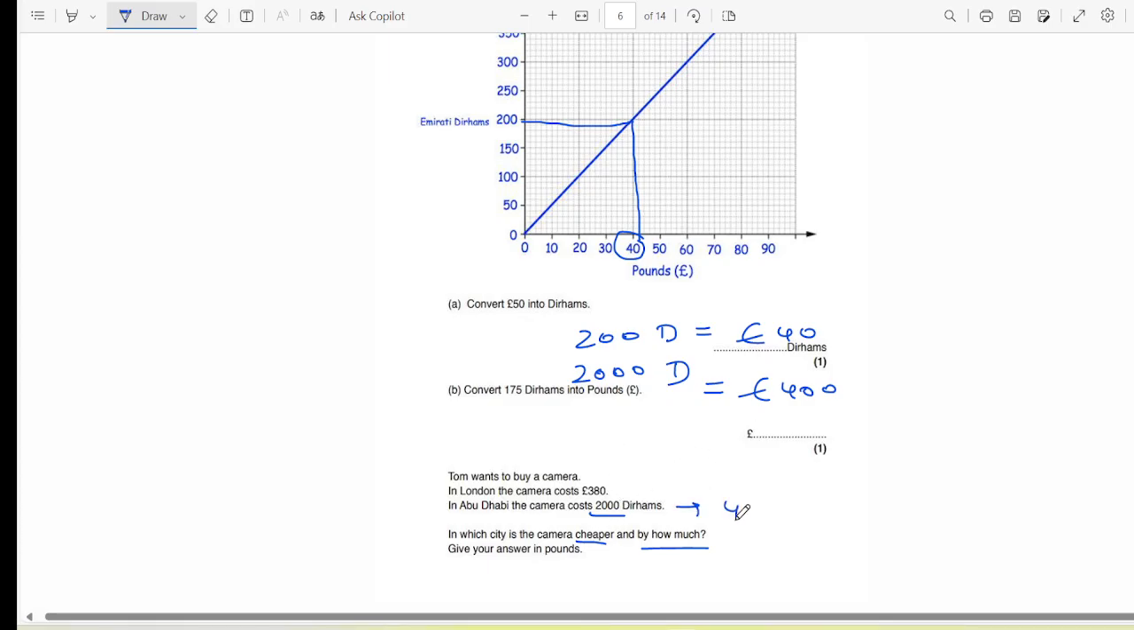2000 dirham is 400 pounds, and in London the camera costs 380. So 380 pounds is cheaper than 400, right? By how much? So by 20, right? 400 minus 380 is 20. So in London it is cheaper and by 20 pounds.